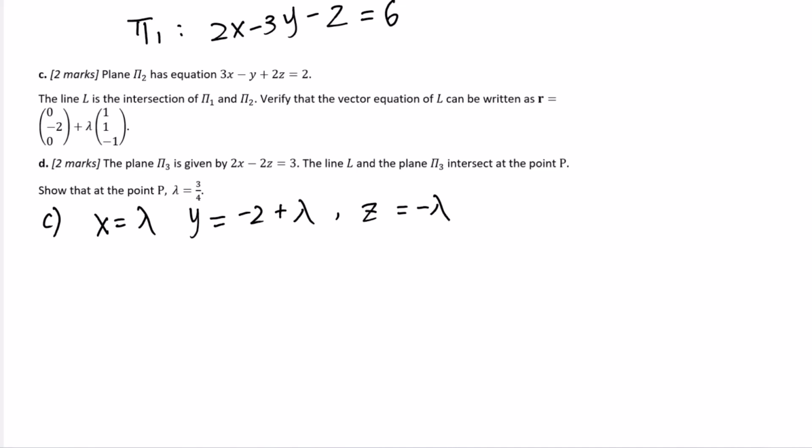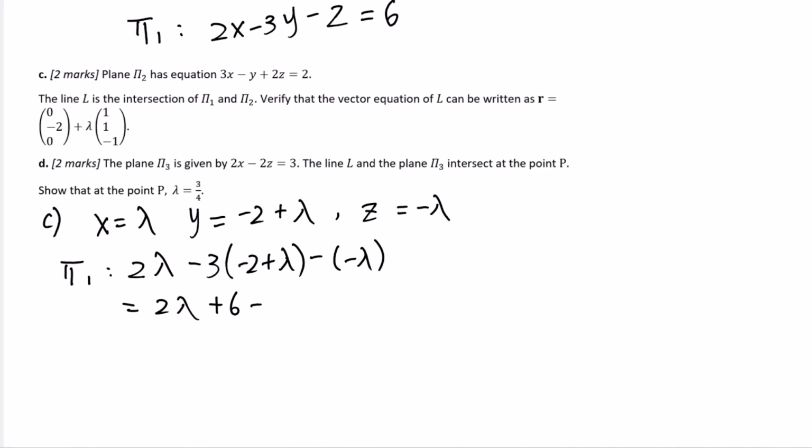Then we do the substitution into π1 and π2. For π1: 2 times x, which is lambda, minus 3 times (-2 plus lambda), minus negative lambda. Work this out: 2 lambda plus 6 minus 3 lambda plus lambda equals 6. So this line is on π1.